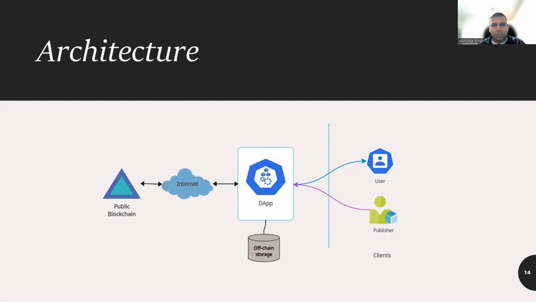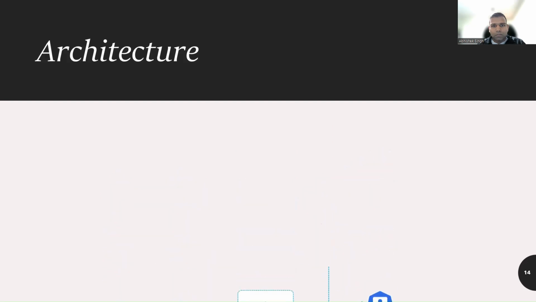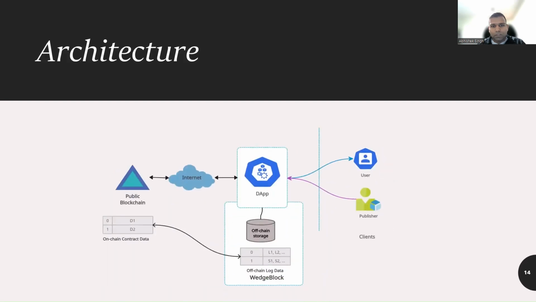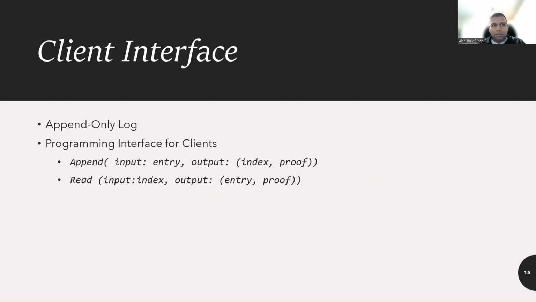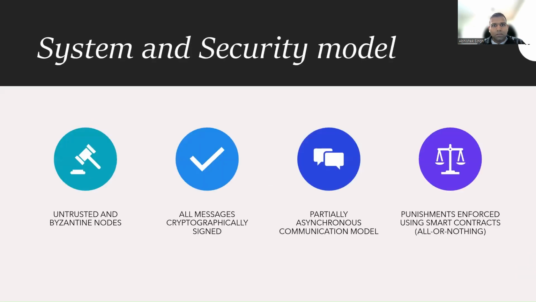In order to support this aim, we augment the design of off-chain applications by adding additional storage and additional smart contracts that allow WedgeBlock to support the goals. To provide an interface for clients, WedgeBlock allows data to be appended or to be read from the off-chain storage. The security model that we follow is that all nodes participating in the WedgeBlock infrastructure are considered untrusted and potentially malicious.